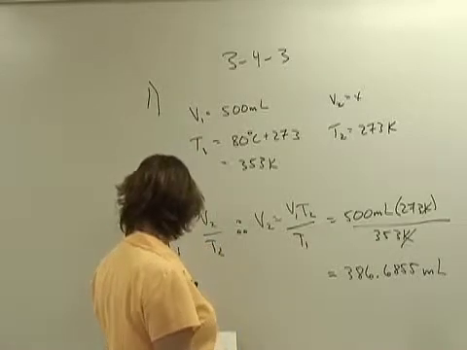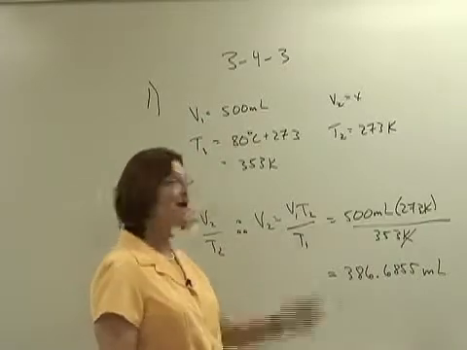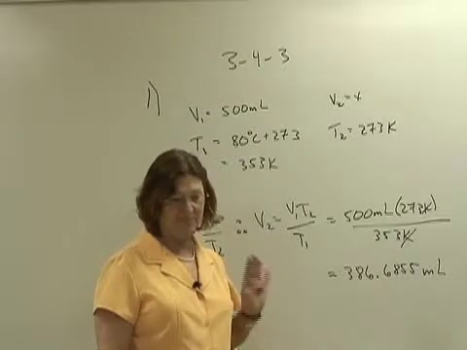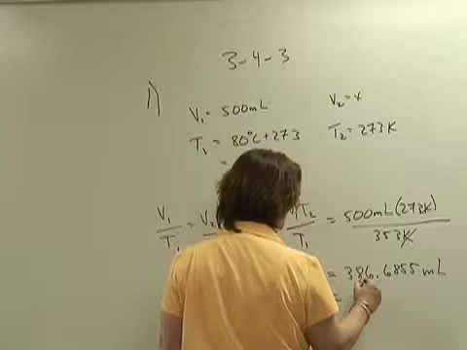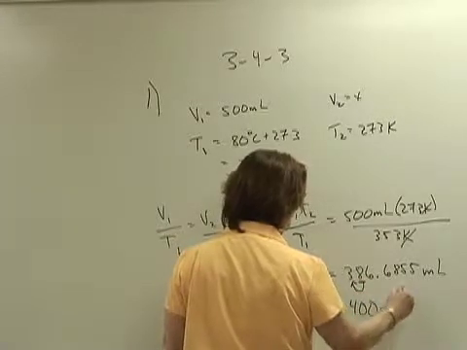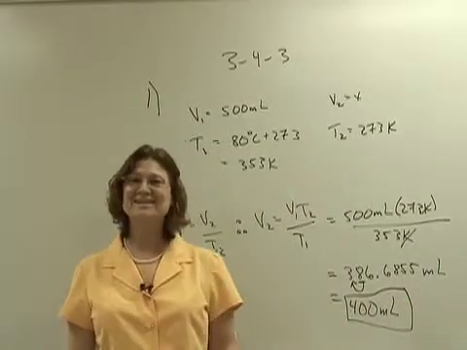And that would be 1. In 500, there's 1, not in the chart, but in the original problem, we were given 500 milliliters. And therefore, my answer is, the 8 rounds the 3 up, 400 milliliters. And that's the answer to number 1.